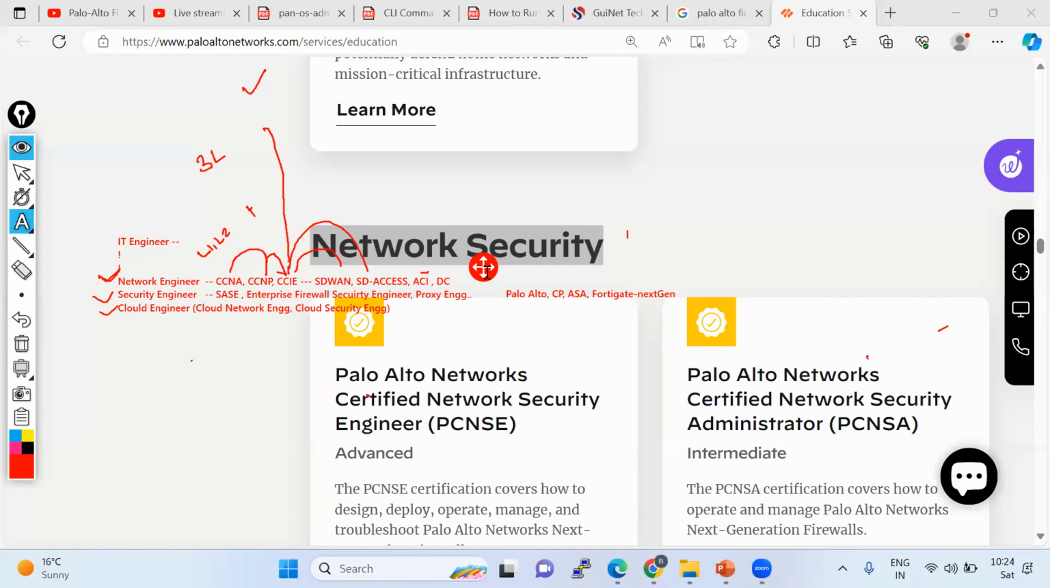So this is where the security engineer comes into the picture. Not only firewalls, even the proxy has a similar kind of architecture. Proxy also does the same thing, but it is limited to web traffic. If I'm talking about web traffic, that is HTTP and HTTPS based traffic.